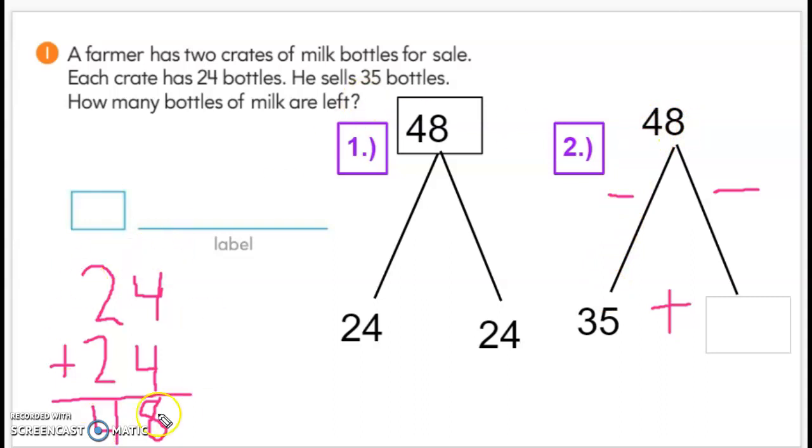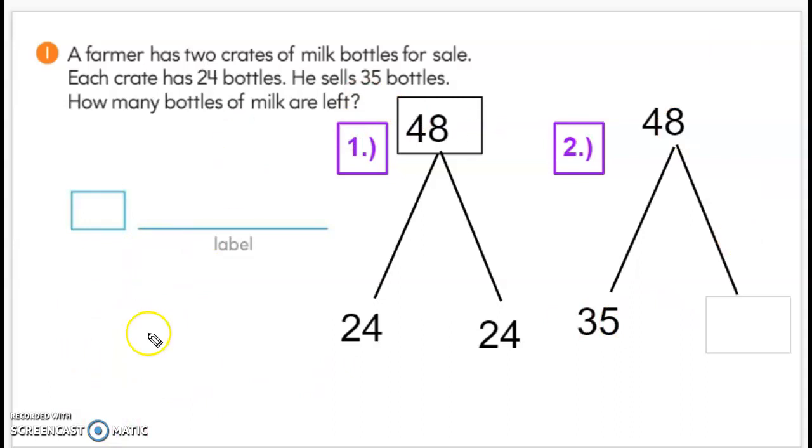I'm going to erase this equation over here so I have room to solve that. You can leave yours to show your work. So I'm going to do 48 minus 35 equals how many bottles he has left. So 8 minus 5: 5, 6, 7, 8. We get 3. And 4 minus 3 is 1.